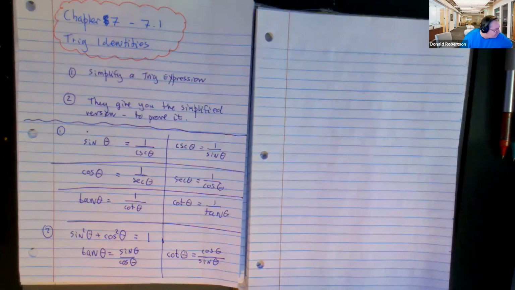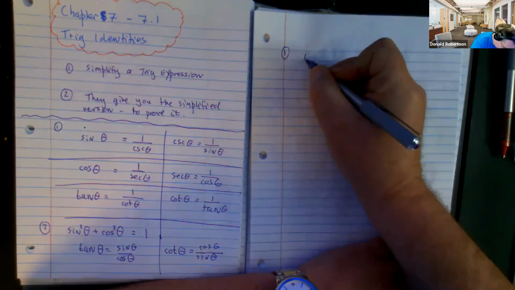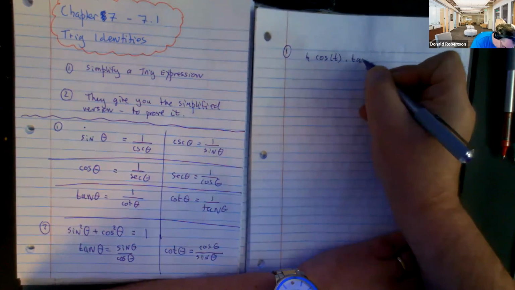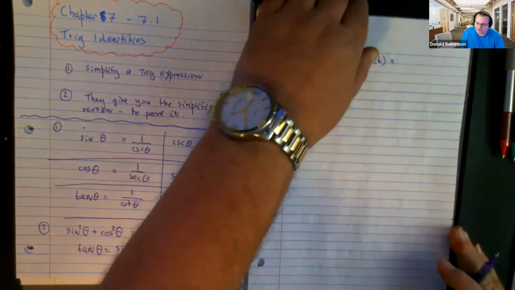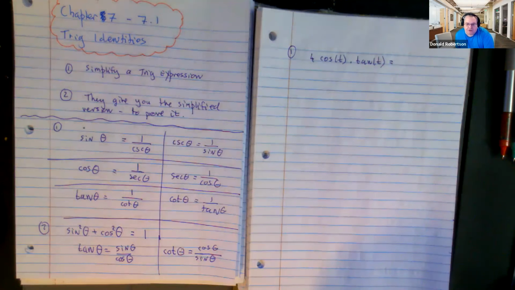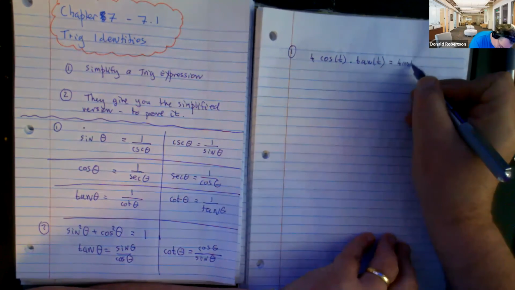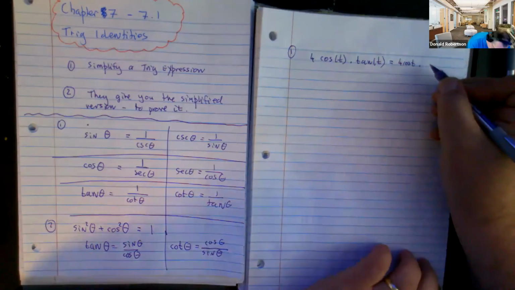So the kind of questions we're going to get, let's load them up, could be something like question 1. Simplify 4 cosine t times tan t. One of the strategies you can use is to turn everything into sines and cosines. So I have 4 cosine t, and I'm going to replace tan with a sine over cosine.